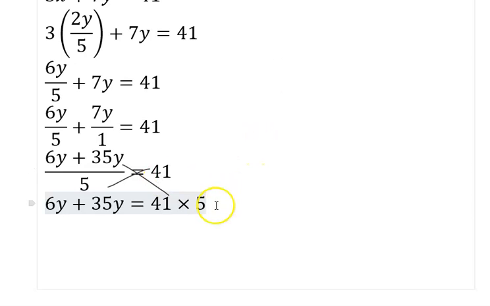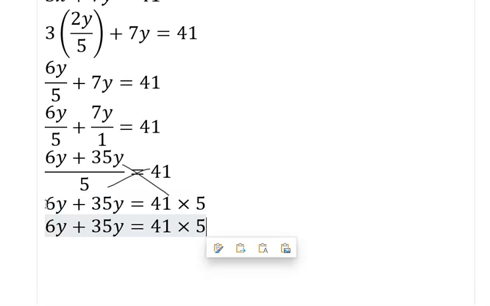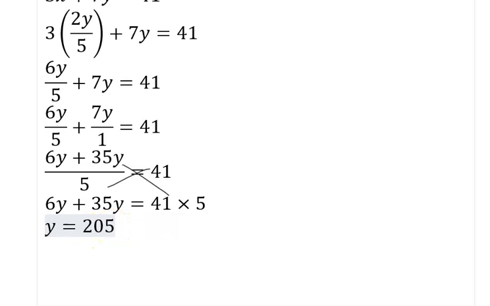Awesome. So with this, we bring out our calculator. 41 times 5 will give us what? 205. Awesome. So with this, we are almost done. So if you say 6y plus 35y, that will give us what? 41y. Awesome. So to make y the subject of our formula now, we just divide both sides by what? By 41. Divide both sides by what? 41. Let's get the template.